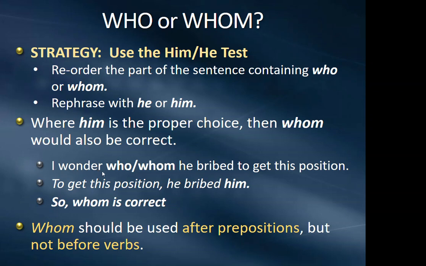So I wonder who or whom he bribed to get this position. So if we reorder that, we'd say to get this position, he bribed him. And since him is the proper form, we're going to use whom. Whom is the answer. So whom should also be used after prepositions, but not before verbs, because it's not a subjective case pronoun. It is an objective case pronoun. So after prepositions, we're talking about like, to whom should I address this letter, or something like that. So to is a preposition, or for whom does the bell toll.